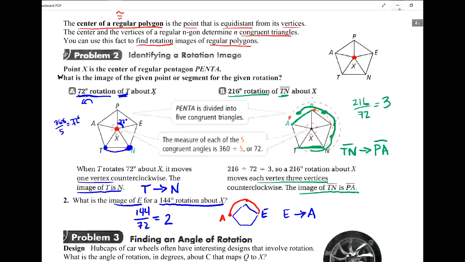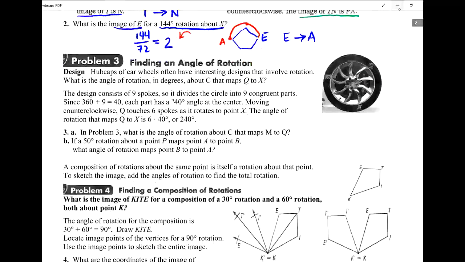All right, we are asked what is the image of point E for a 144-degree rotation about X? Okay, we take 144 divided by 72. That means E is going to move 2 vertices counterclockwise. Don't forget that we're going counterclockwise. And so it moves around our pentagon up here. And point E maps to point A. So the image of E is A. That wasn't too bad. Let's look at our next example.